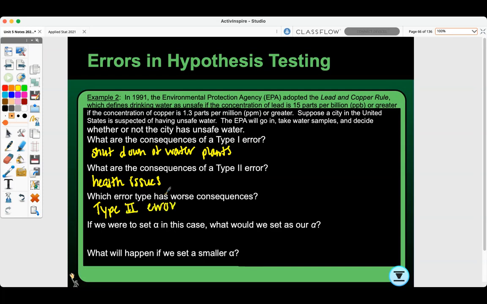If we were to set alpha in this case, what would we set our alpha to? We would set it fairly high so that the type 2 error has a smaller chance. And what will happen if we set a smaller alpha? If we were to set a smaller alpha, the plant gets shut down more often, they might get fined, etc.